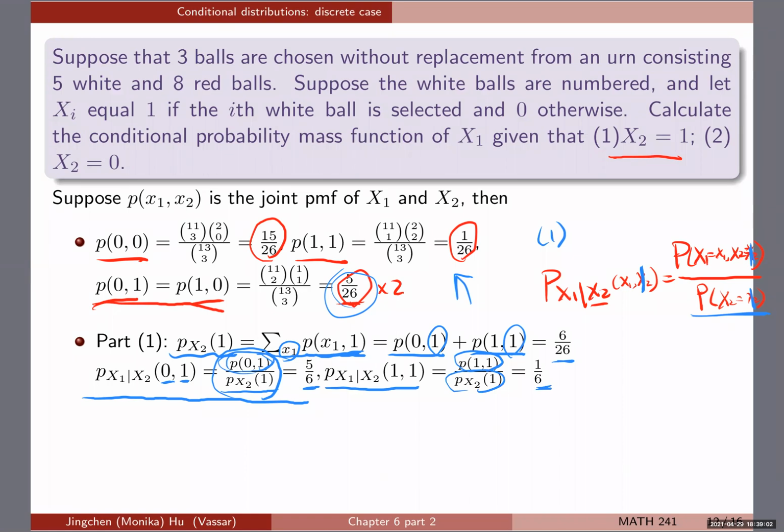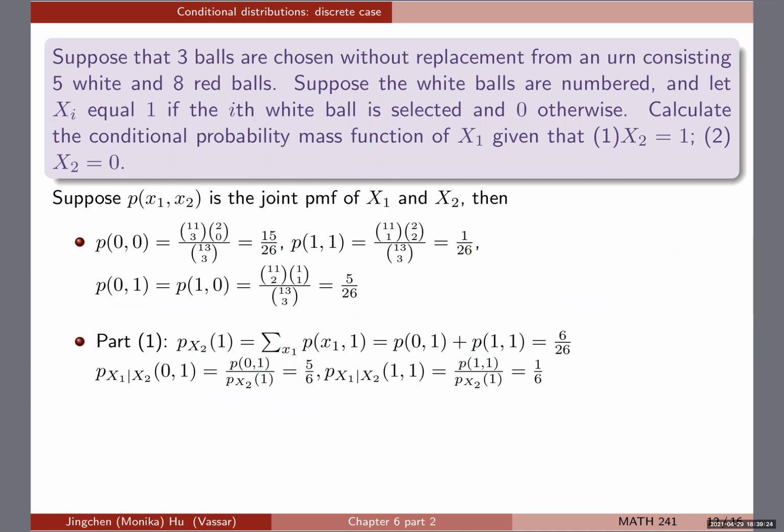Similarly, just like what I was talking about earlier on how to check your work, for all of the joint probabilities you should make sure that they add up to 1. Also for the marginals, the 2 marginals that you computed should add up to 1 as well. So that's another way to check your work. That's for x2 equals 1.